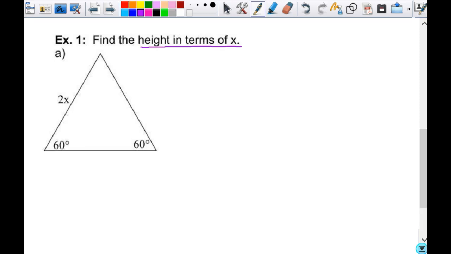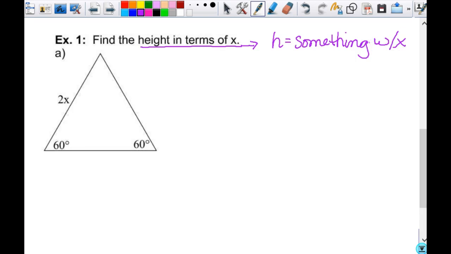Good. So this tells you a couple things. It tells me that I'm solving for what? Height. I'm solving for the height. And it also tells me that I'm probably not going to get like h equals 3, right? Height in terms of x means that I'm going to have h equals something with x in it. Okay, so I have x's in my answer. It's all fine and good.